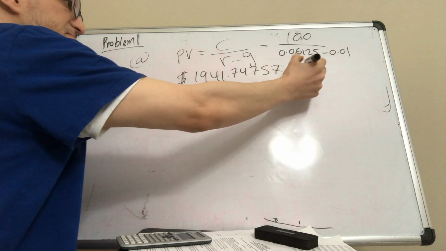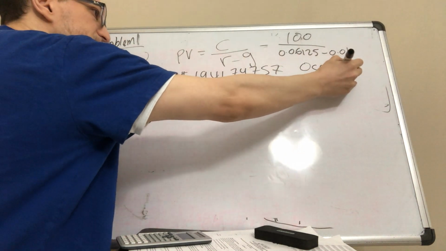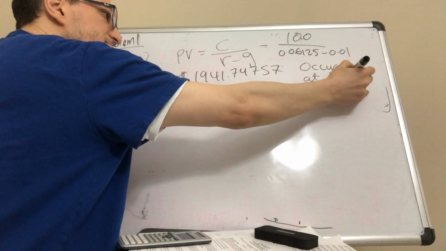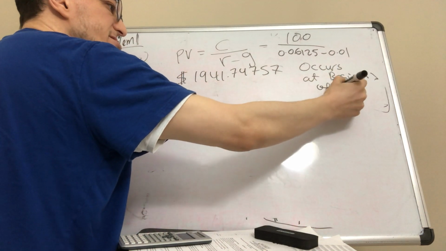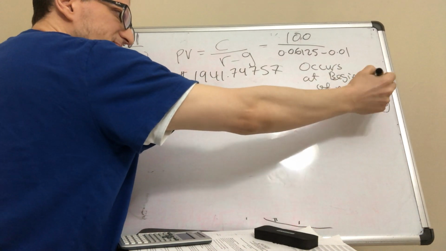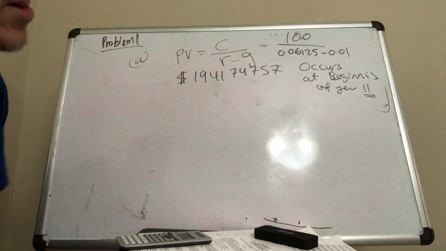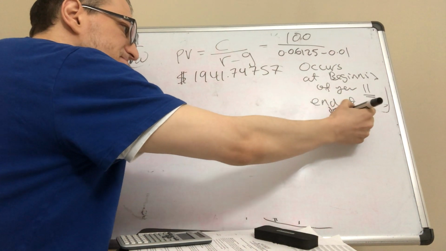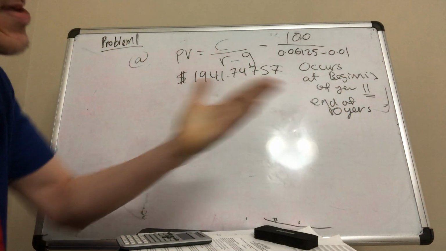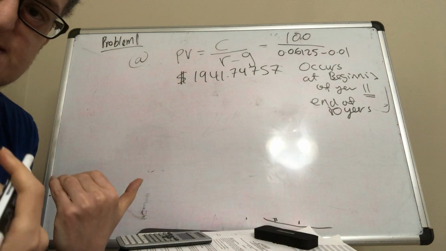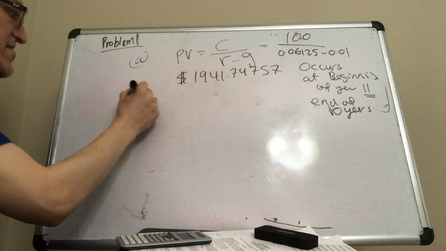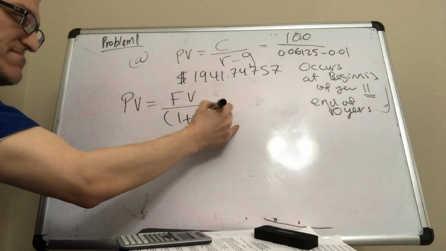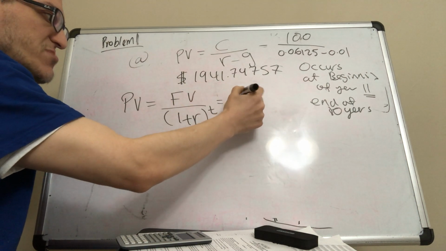But this occurs at the beginning of year 11, so meaning the end of 10 years. We've got to bring this back to today. So we're bringing it back 10 years. We're going to use present value equals future value over (1 plus R) to the T. This is what we're bringing back.